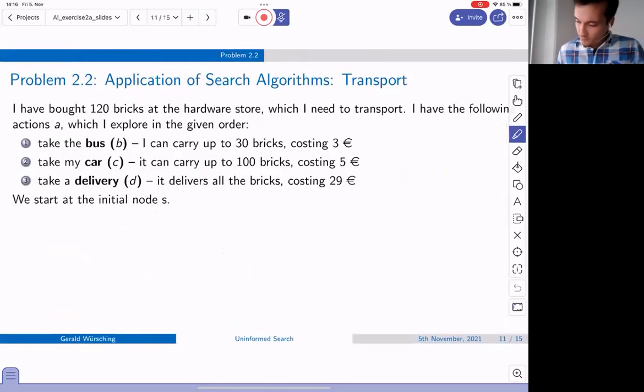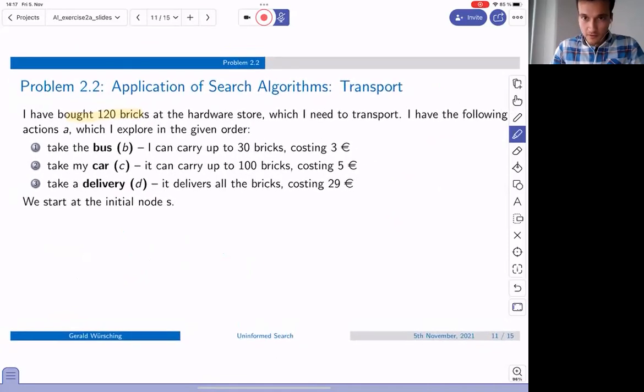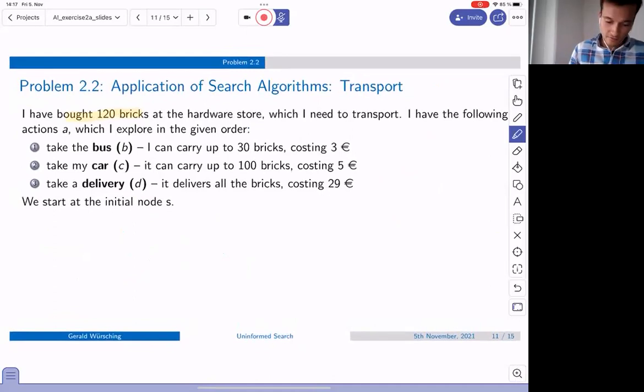Okay. So in this exercise, we want to apply our search algorithm to a transportation problem. So we have 120 bricks, which we want to transport home. And I have to make this smaller again. So like this. And we have 3 actions.